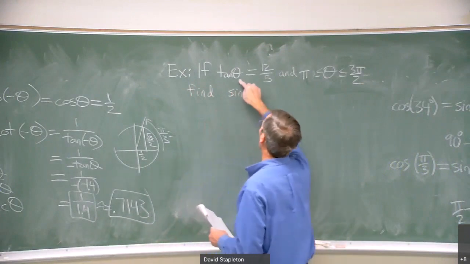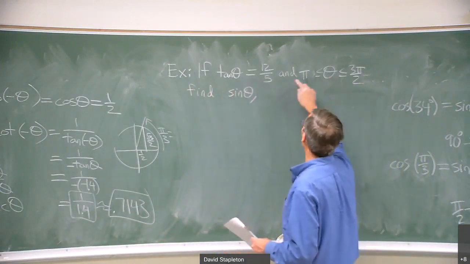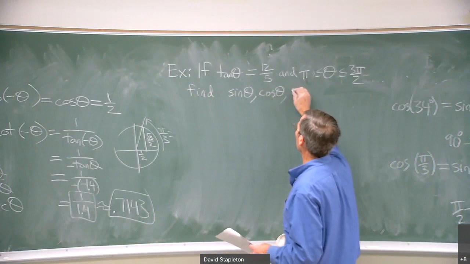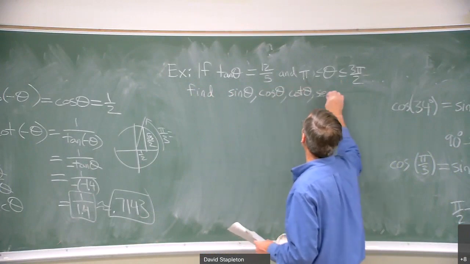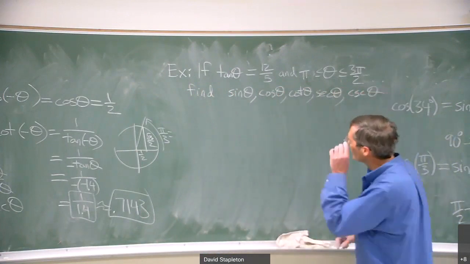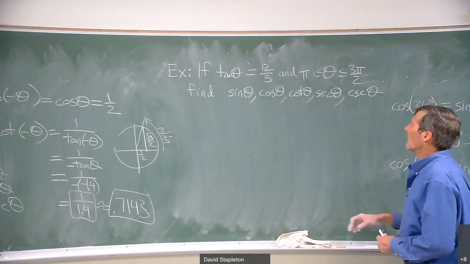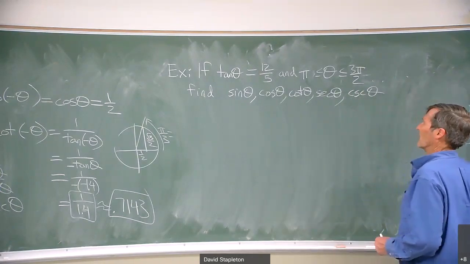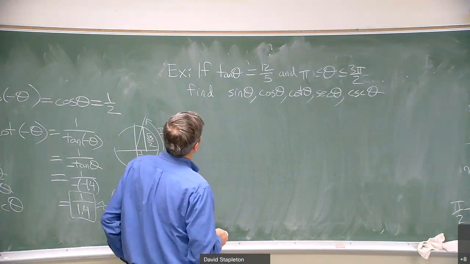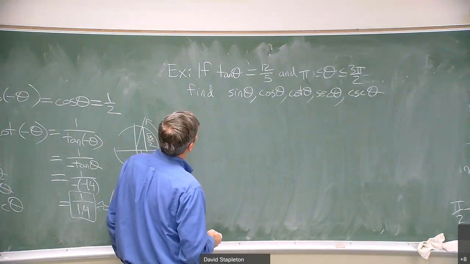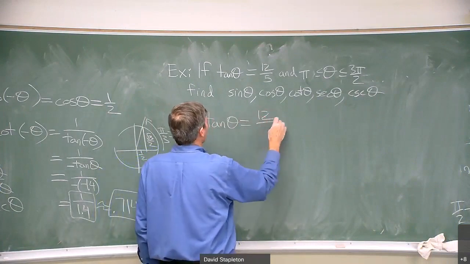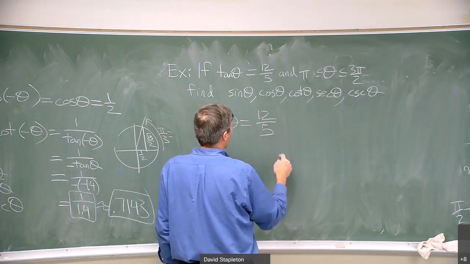We said last time, given one trig function and a quadrant, you can find all 6 trig functions that are related. Now this one is the hardest one when you're given a tangent or a cotangent. If you're given a sine or cosine, it's easier to start off. Here's how I recommend doing this one. Tangent theta equals 12/5. Divide top and bottom by the root sum squared.